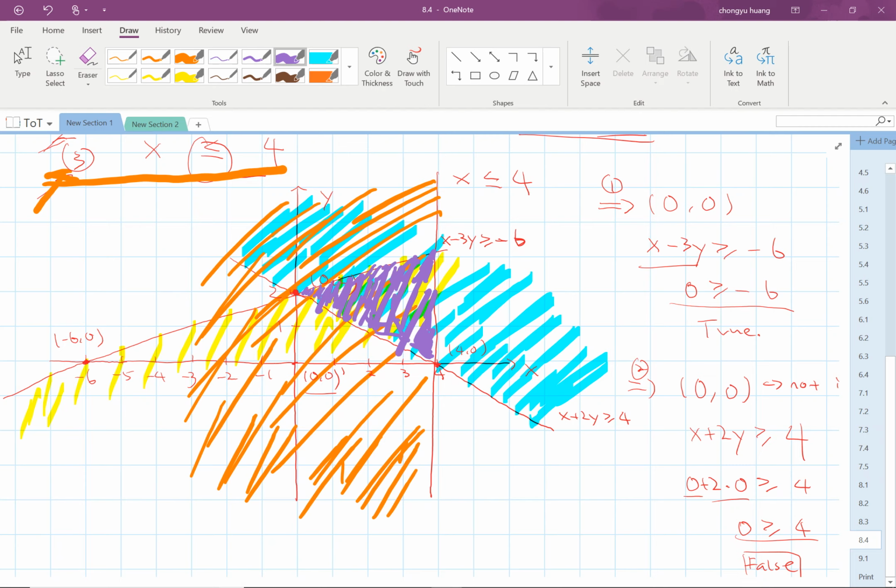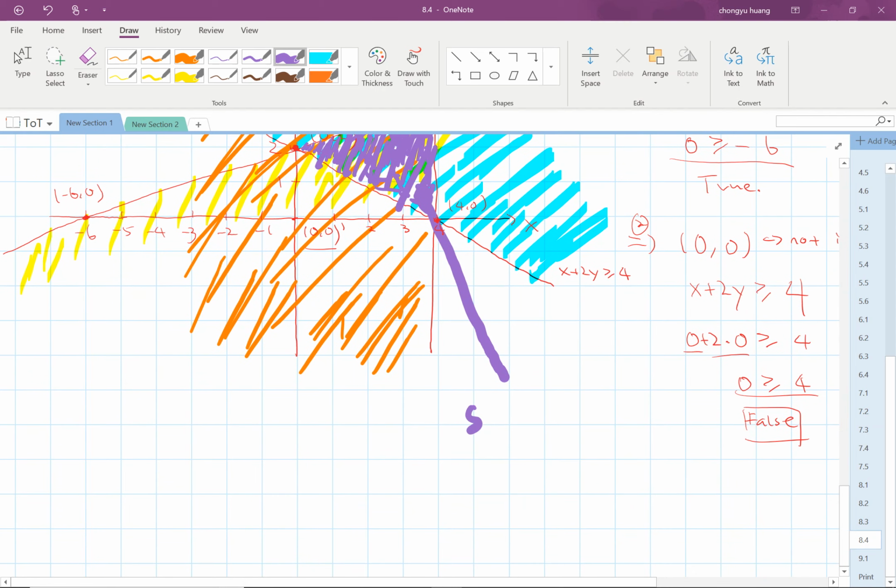If you're not able to see it, be patient. Look through all the areas. But after you look at it, you will find only the area with the purple one has all three colors. Let me examine it again, I want to make sure. Yeah, so this area will be the final solution.